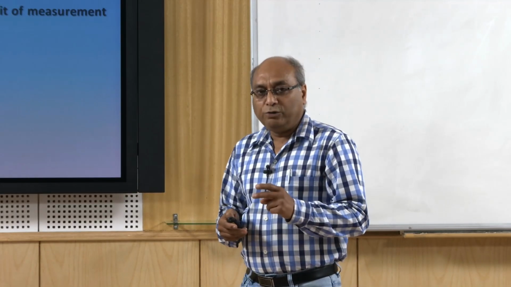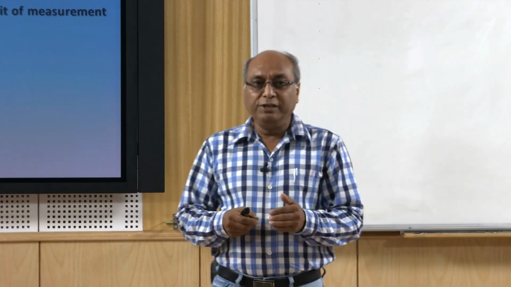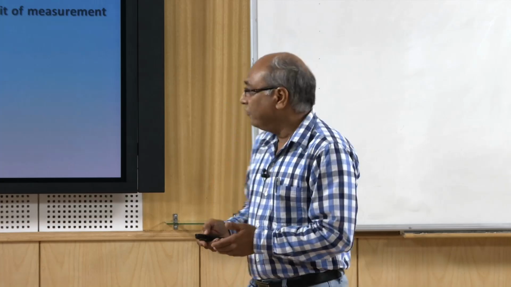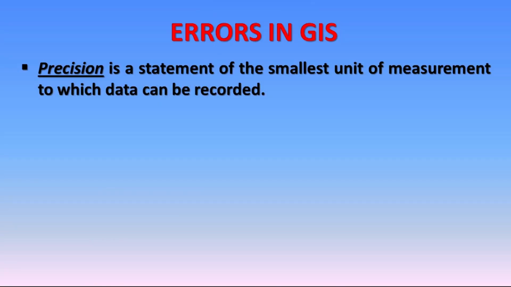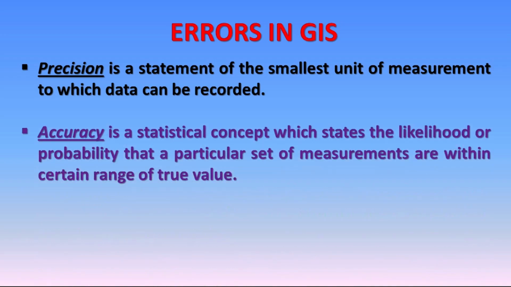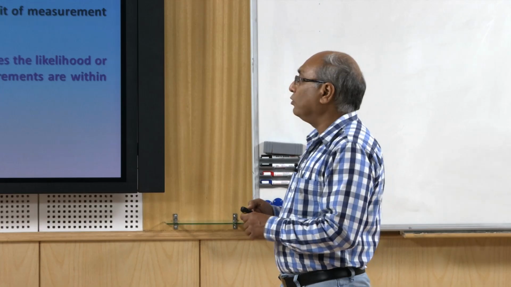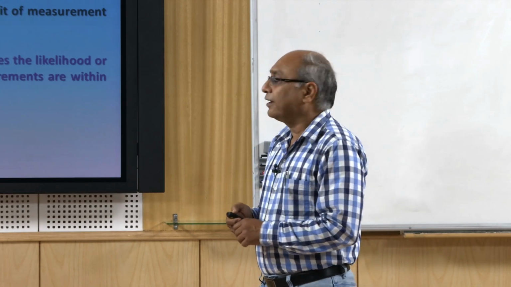Before that, we need to understand two terms. Sometimes we use them interchangeably, sometimes synonymously, but these are two different terms. The first term is precision and the second term is accuracy. Accuracy is rather easily understandable, so I will touch that one first. Accuracy is a statistical term or concept which states the likelihood of probability that a particular set of measurements are within a certain range of true values. Whereas precision is a statement of the smallest unit of measurement to which data can be recorded.